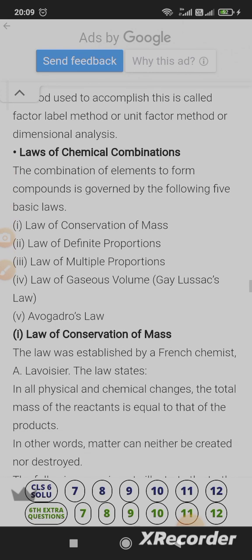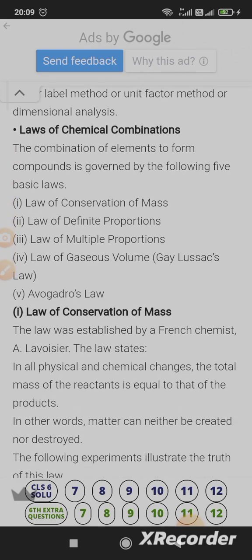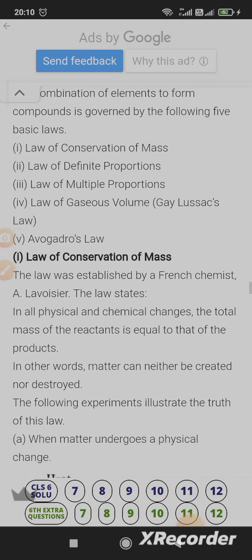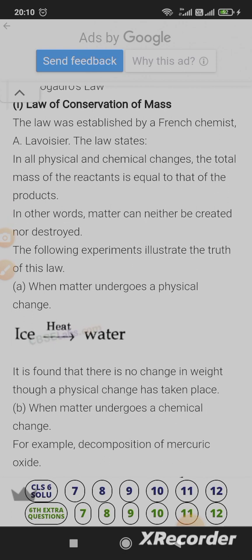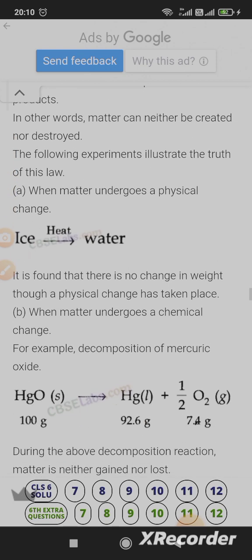Laws of chemical combination. This is important. A combination of elements to form compounds is governed by the following five basic laws. First, the law of conservation of mass. This law was established by a French chemist, Antoine Lavoisier. The law states that in all physical and chemical changes, the total mass of the reactants is equal to that of the products. In other words, mass can neither be created nor destroyed.